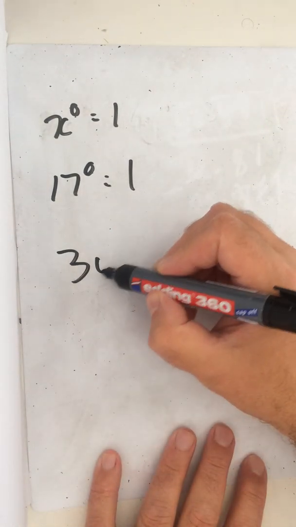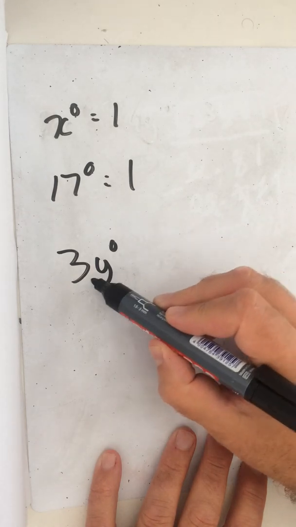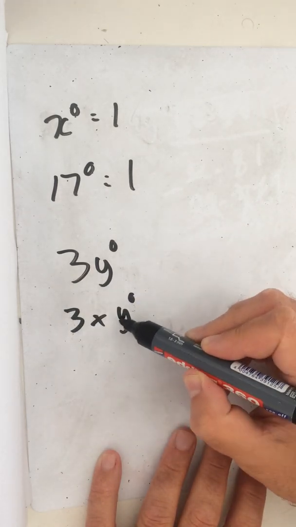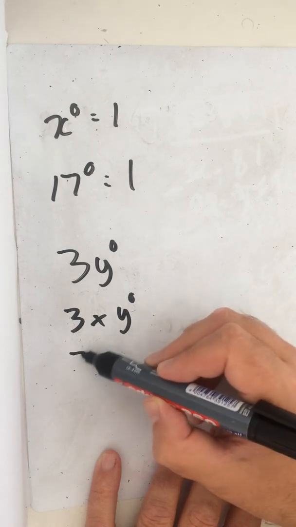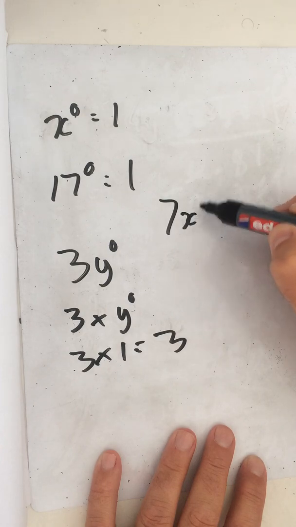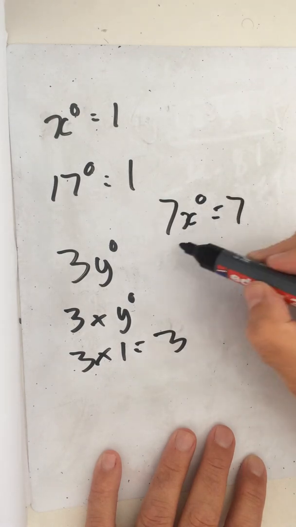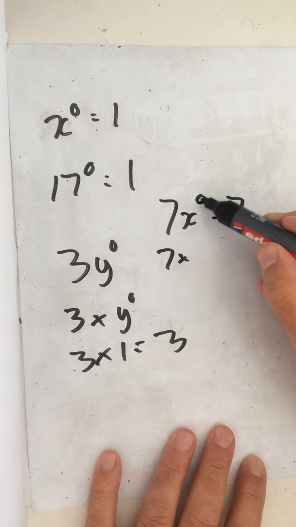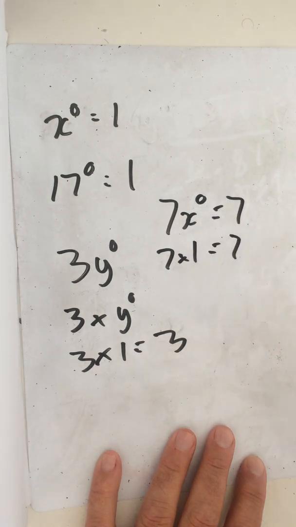So if you've got 3y to the power of 0, what you've got here is 3 times y to the power of 0. Y to the power of 0 is obviously 1, so you've got 3 times 1 is 3. So if you've got 7x to the power of 0, it's 7, isn't it? Because 7 times x to the power of 0 is 1, is 7.